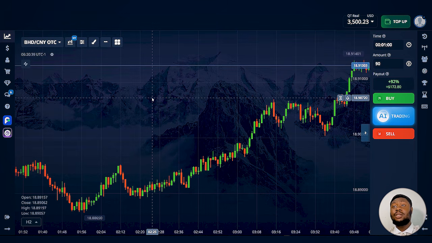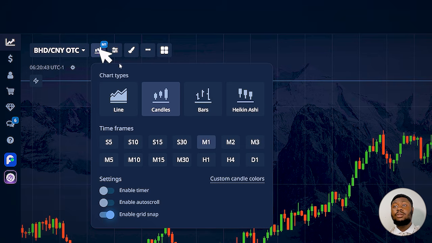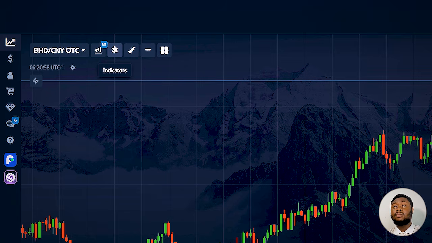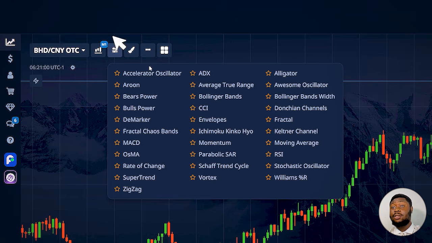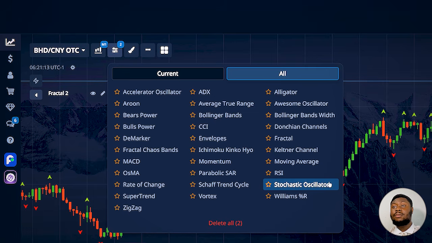Now I'll show you the settings you need to make in order to work properly with this strategy. I'll use the candle chart type. The time frame is 1 minute. This combination will allow you to quickly see and respond to price fluctuations. Now you need to turn on the indicators. This will be fractal and stochastic oscillator.